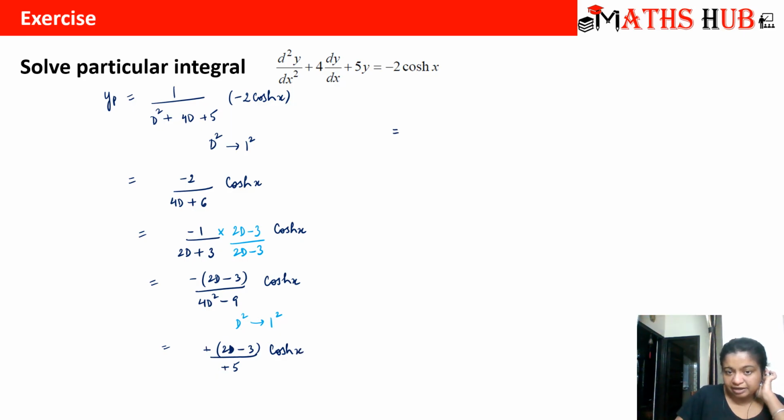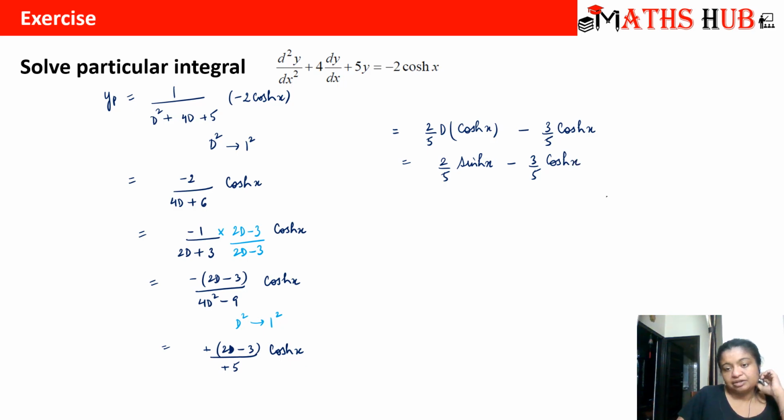When you open up the brackets, you will get 2 by 5 times the derivative of cos hyperbolic x minus 3 by 5 times cos hyperbolic x. That turns out to be 2 by 5 sine hyperbolic x minus 3 by 5 cos hyperbolic x. That comes out to be the answer. I hope you understood this rule.